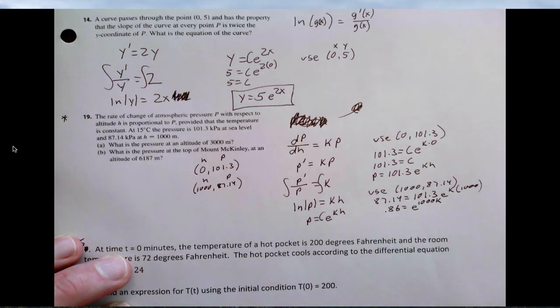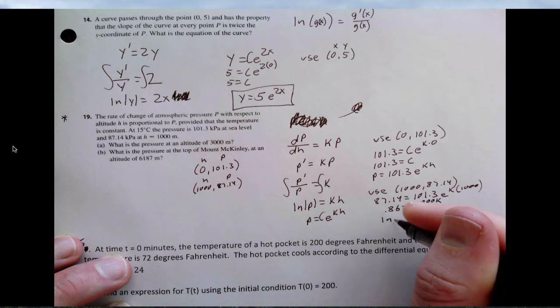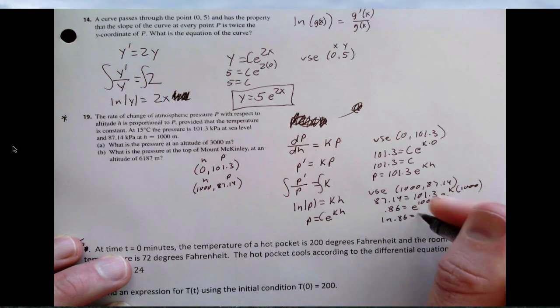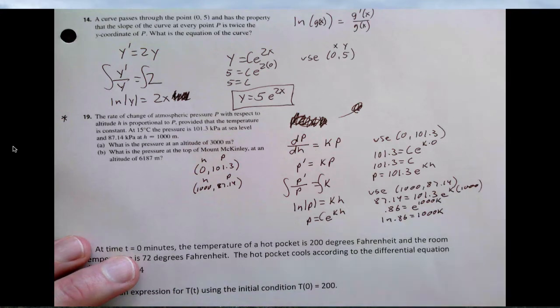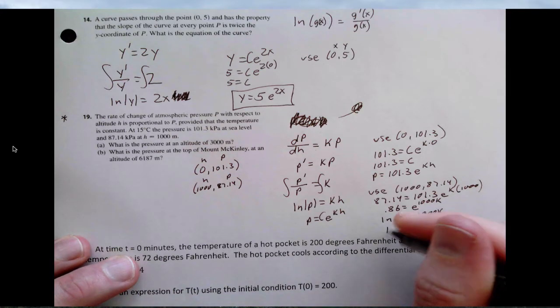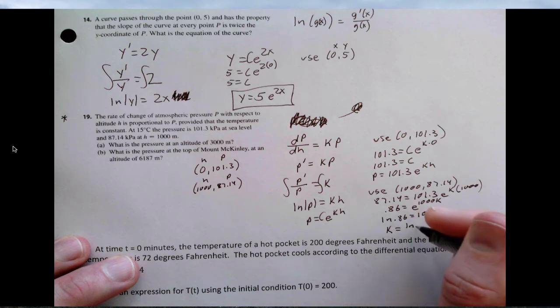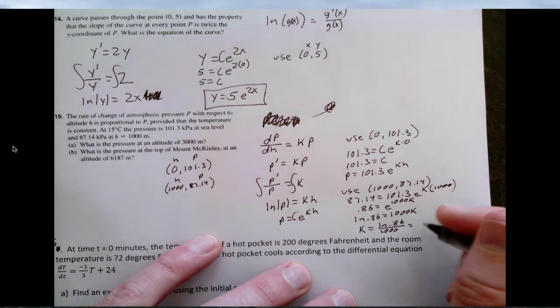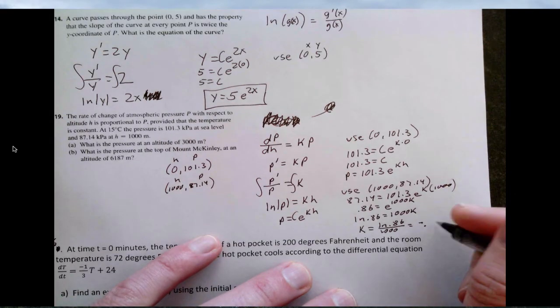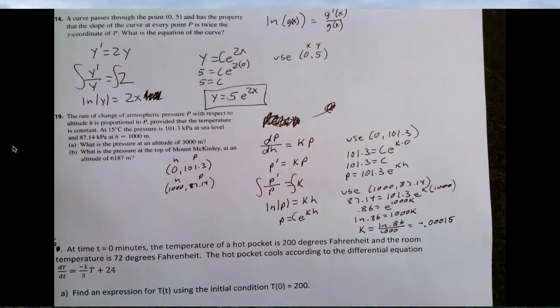Okay, now I'm going to natural log both sides. Okay, and then I'm going to divide by 1000. So k equals natural log of 0.86 divided by 1000. And I'm going to have an enormously small number of negative 0.00015. Okay, final answer.